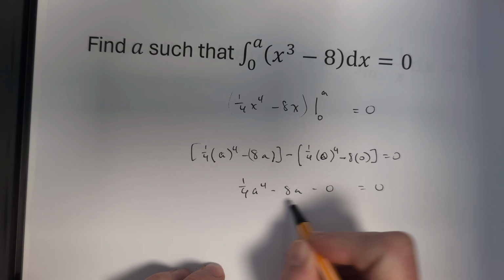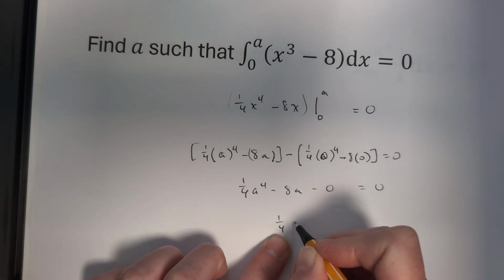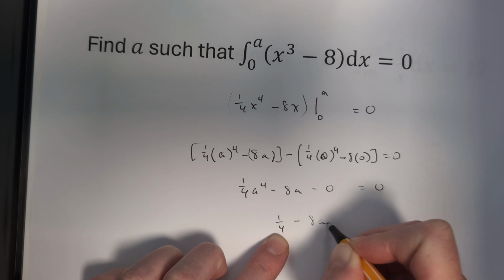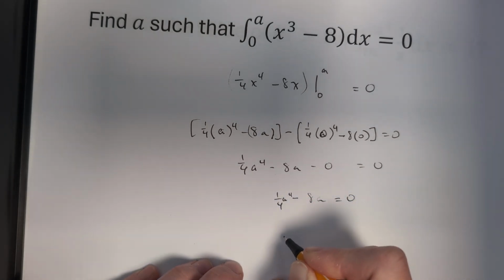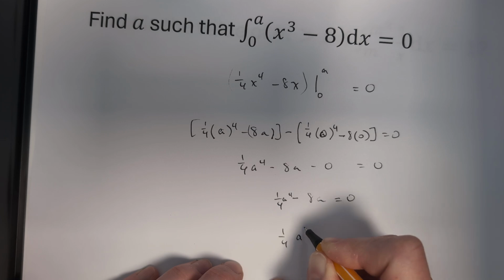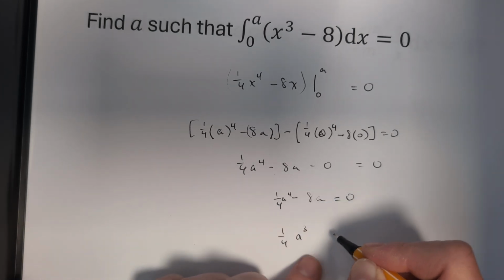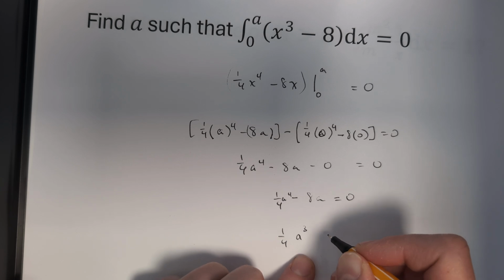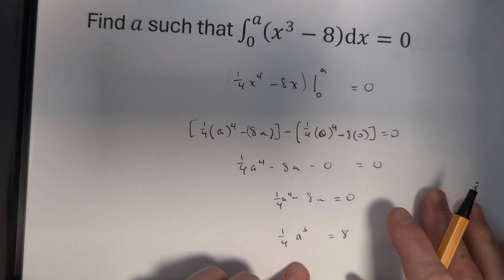But you could use your calculator to solve this. It's actually even simpler than that though: 1/4 a to the 4th minus 8a equals 0. I'm dividing everything by a, so we get 1/4 a cubed minus 8 equals 0. We've already taken out that extraneous solution, that means nothing. So a cubed equals 8. I just moved it over, and I divided by a as well.